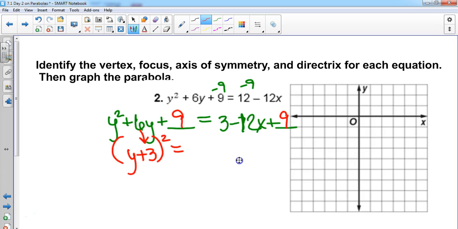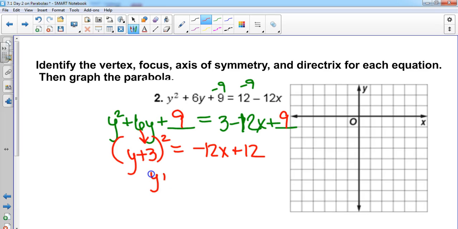On this side over here, what happens when we put the same thing in there? We get a negative 12x. Isn't that 12 plus 12? Everybody good? Okay. Is that the right form? Are we done?